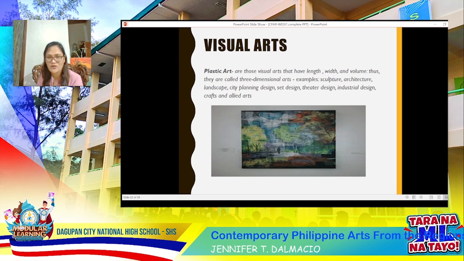We also have visual arts with a plastic art. Those are visual arts that have length, width, and volume. Thus, they are called three-dimensional arts. Examples of this are sculpture, architecture, landscape, city planning design, set design, theater design, industrial design, crafts, and allied arts.